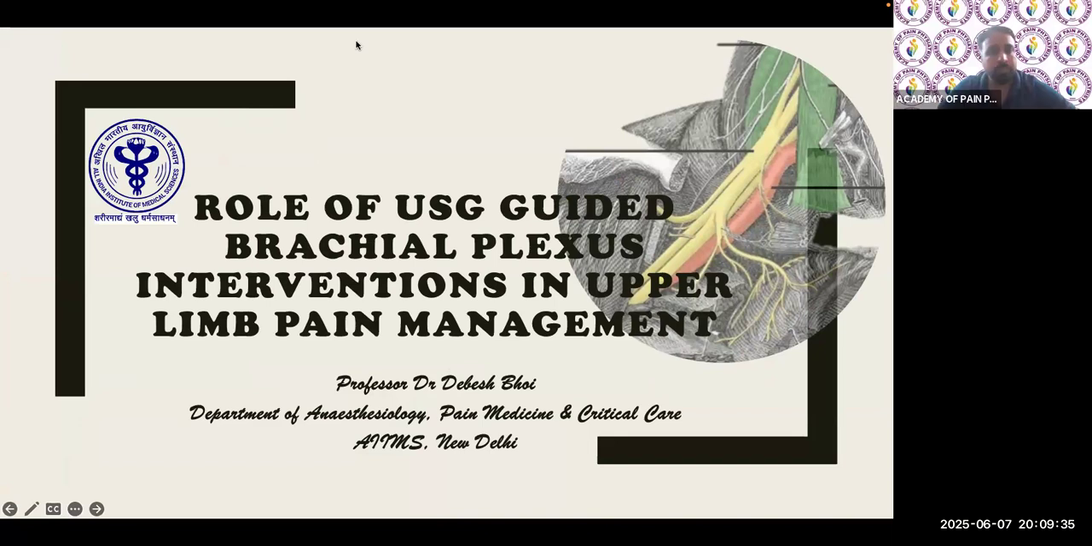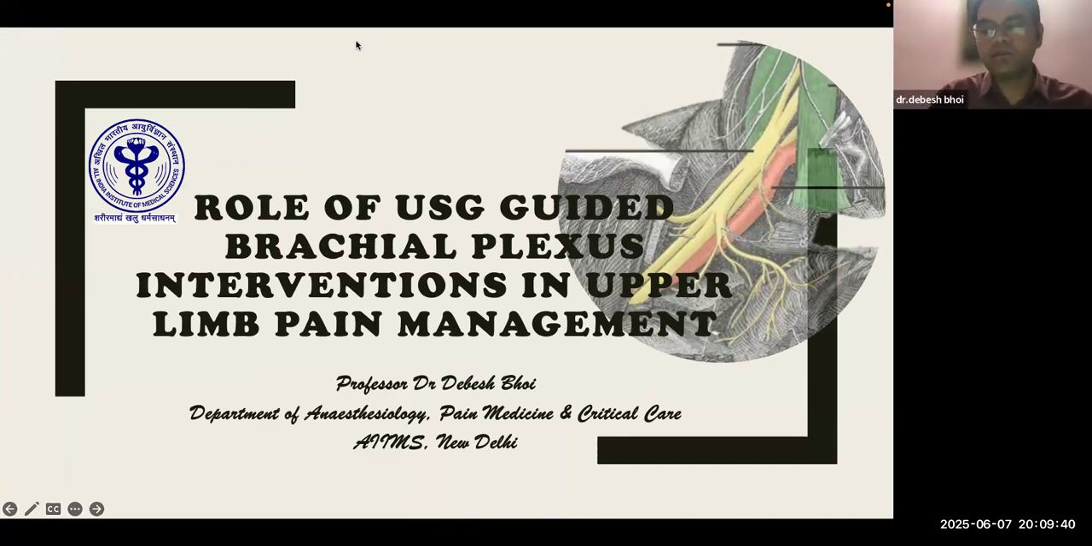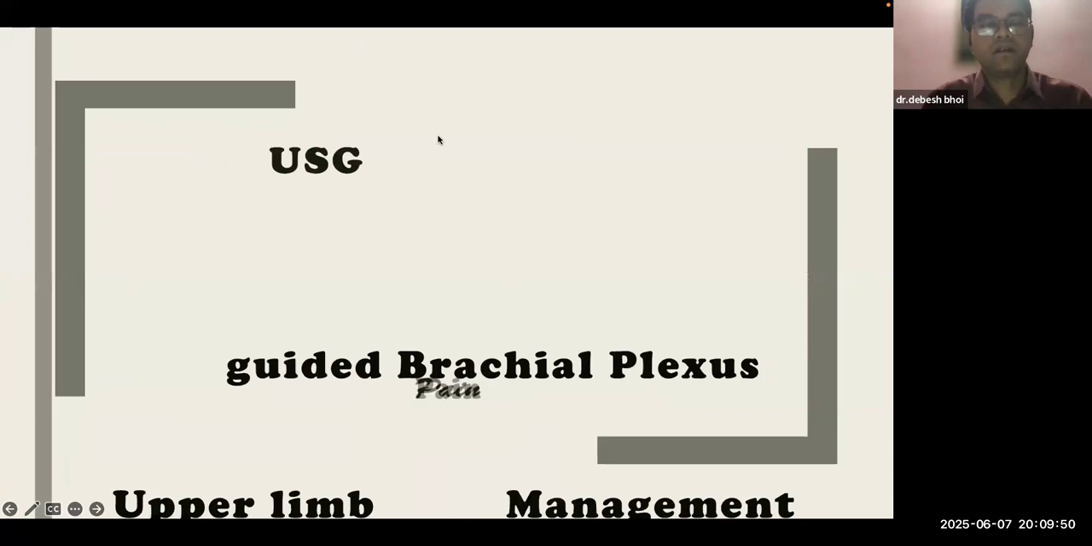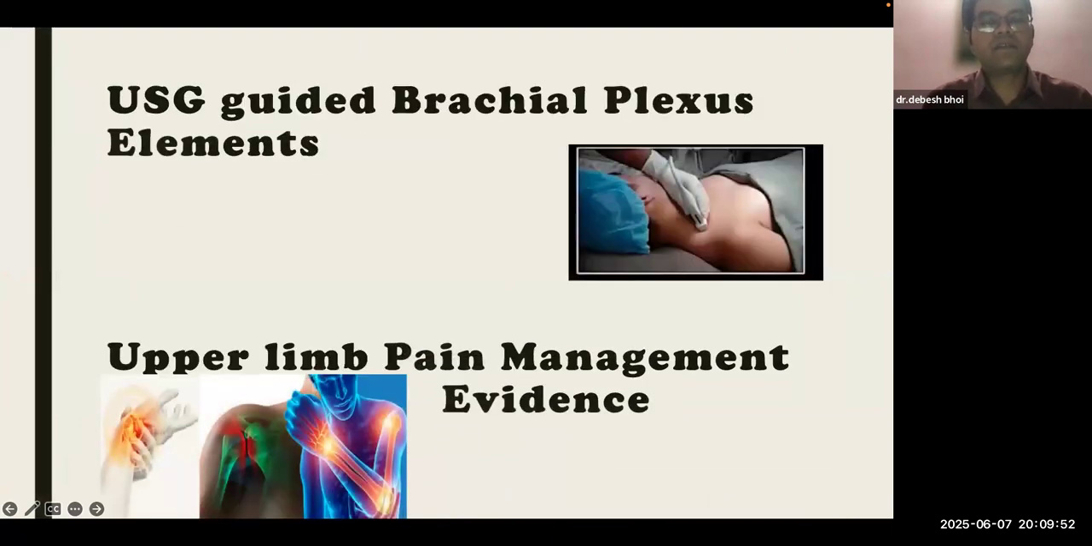As I was saying, I've divided the whole presentation into two parts, because it is the role of ultrasound-guided brachial plexus interventions. The first is the ultrasound and brachial plexus element, that is, how to identify things and the technical part of it. We will also cover upper limb pain management and how the evidence shows it to be helpful.